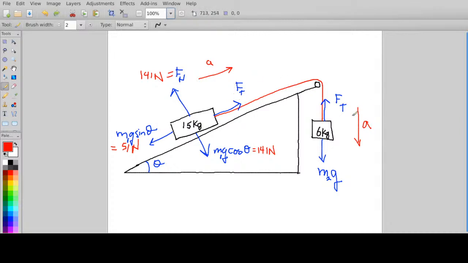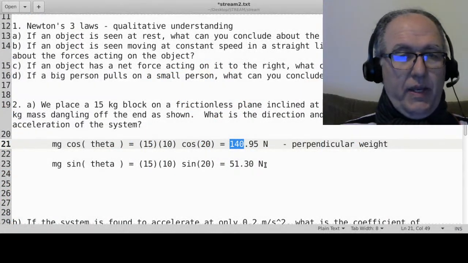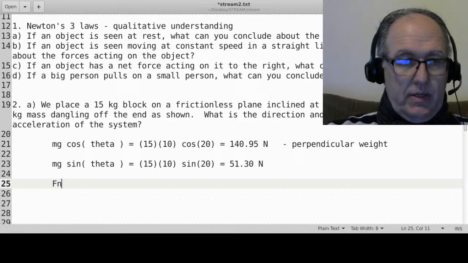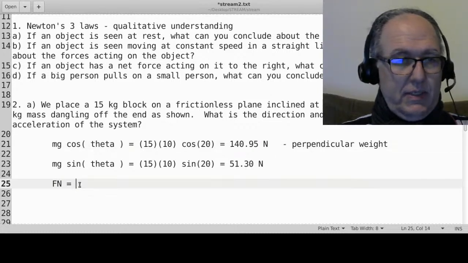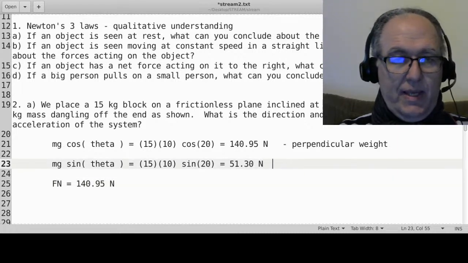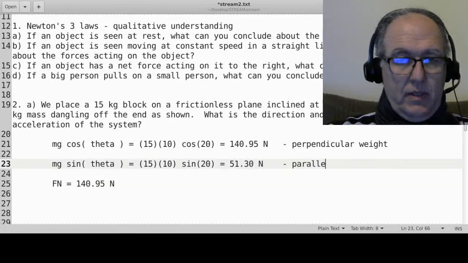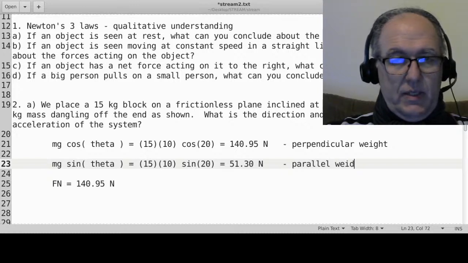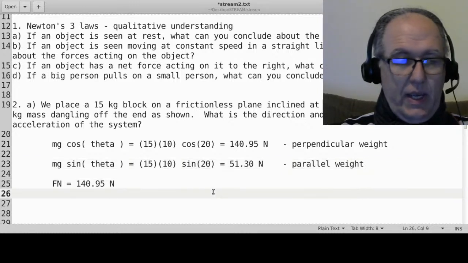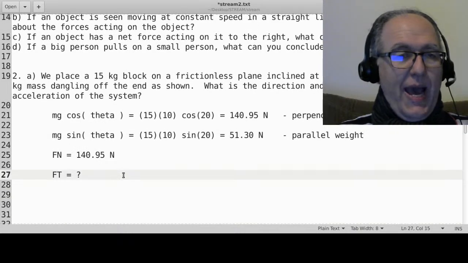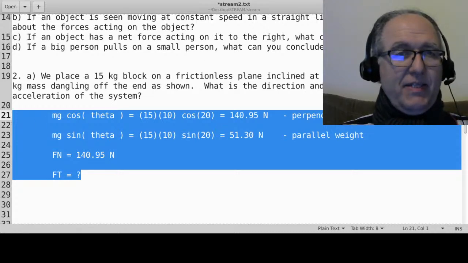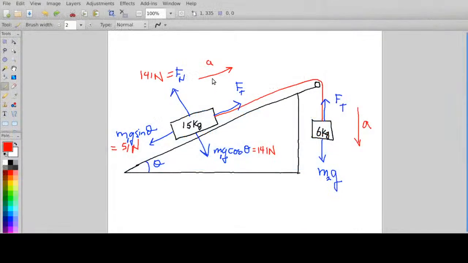We just don't know. Okay, and so switching back here, we can now say, look, Fn, the normal force, must equal the same as the perpendicular component, like this. Maybe I should label here, this is the parallel mg, or the parallel weight. This is the normal, and Ft we don't know. Now when we add all of these together, we have to add them as a vector. And so if you go back here, the Fn and the mg cosine theta cancel.